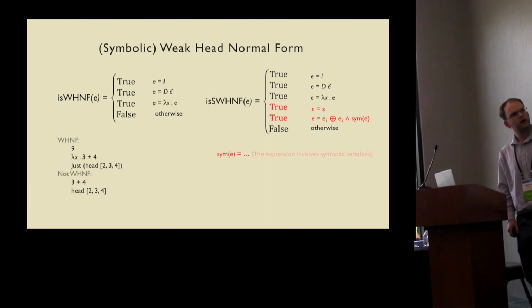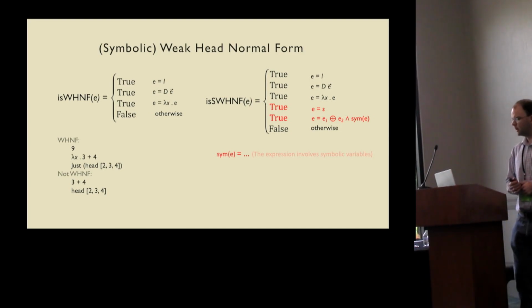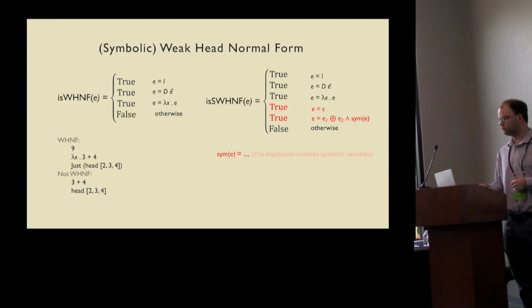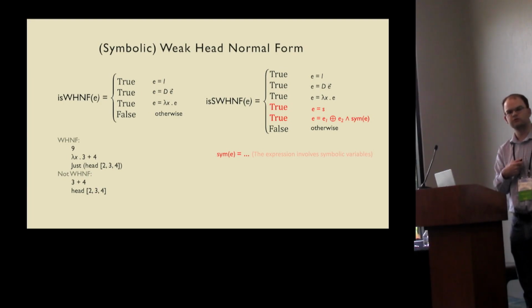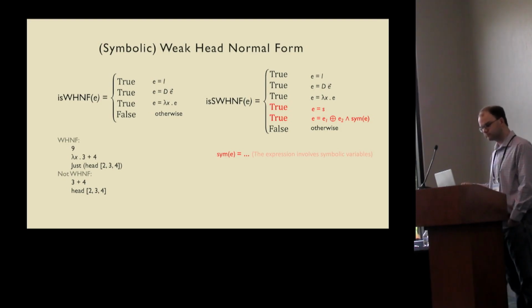We can pretty directly adapt this for use with a symbolic execution engine. We have something called symbolic weak head normal form, and this is what the symbolic execution engine reduces things to. Anything that's in weak head normal form is also in symbolic weak head normal form, but also symbolic variables or primitive operators like addition applied to symbolic variables are in symbolic weak head normal form.